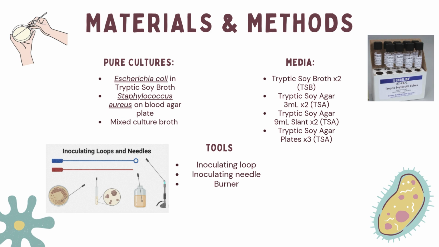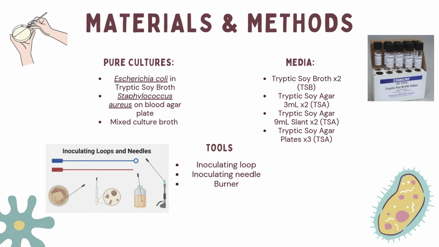For this experiment, we worked with pure cultures of Escherichia coli in broth and Staphylococcus aureus on blood agar plate, as well as a mixed culture broth. The media used included tryptic soy broth, TSA slants in both 3 mm and 9 mm sizes, and TSA plates. To transfer the bacteria, we used inoculating loops and needles. A burner was also used to help maintain sterile conditions. These materials gave us everything we needed to practice aseptic inoculation across different types of media.